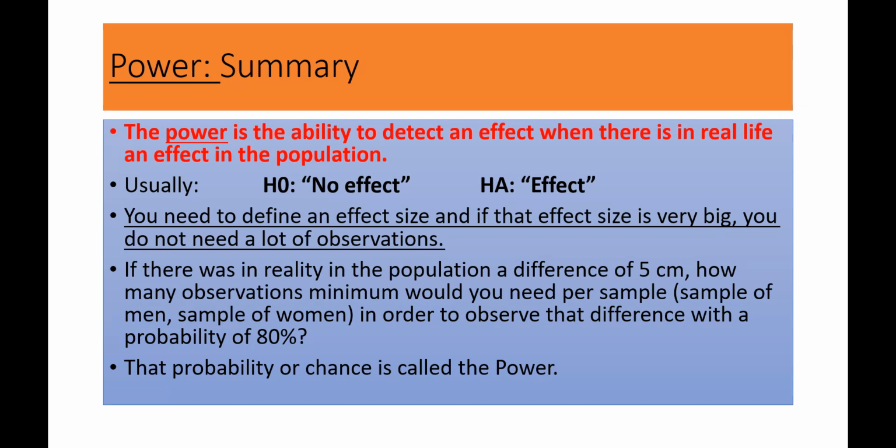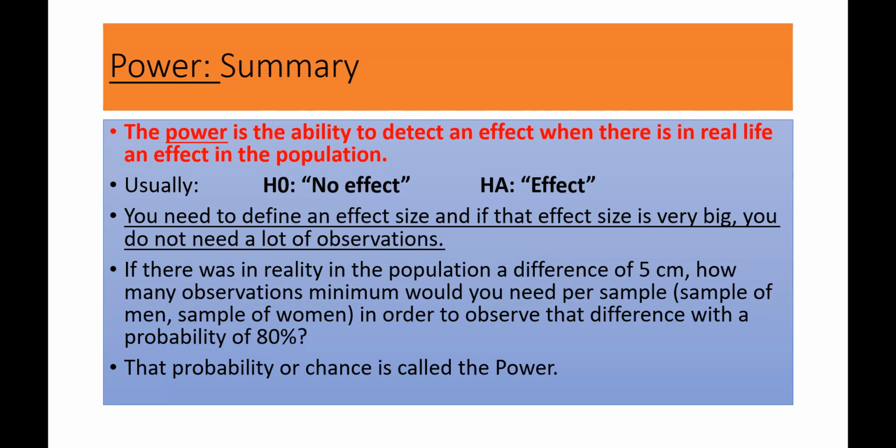So as a summary, the power is the ability to detect an effect when there is in real life an effect in the population. You need to define an effect size, and if that effect size is very big, you do not need a lot of observations. But if that's very small, well, you need a lot of observations, okay?